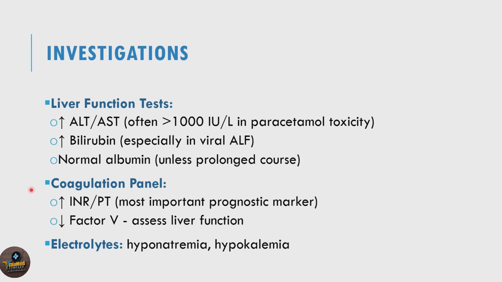Coagulation panel. An elevated INR is the most important prognostic marker. A low factor V level also indicates impaired liver function. Electrolyte abnormalities like hyponatremia and hypokalemia are common.